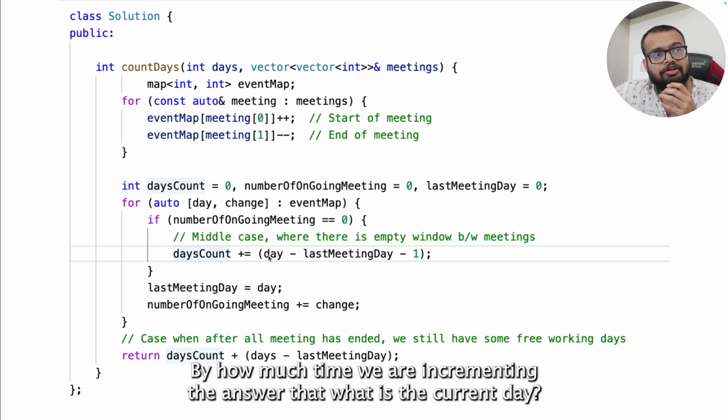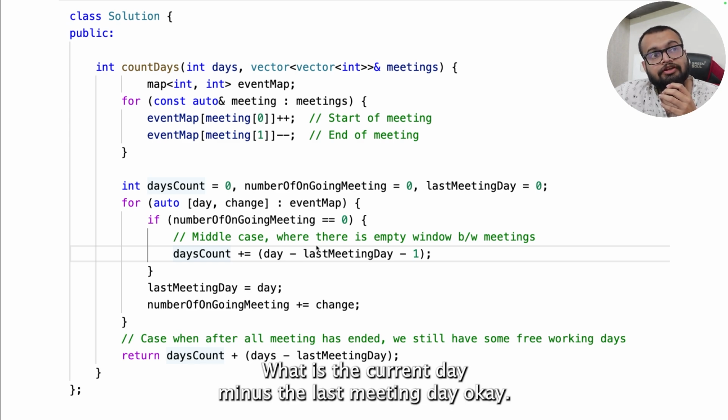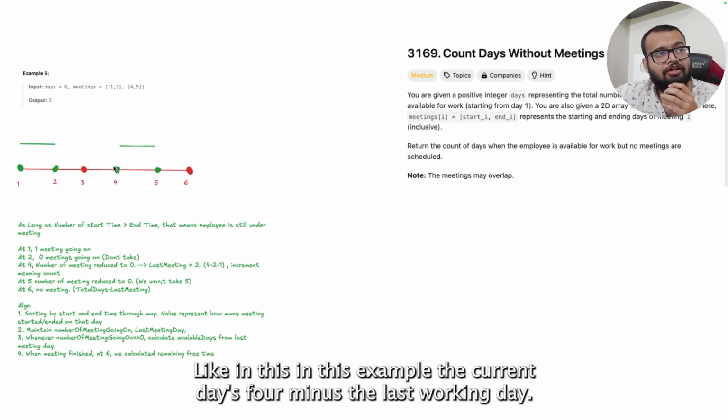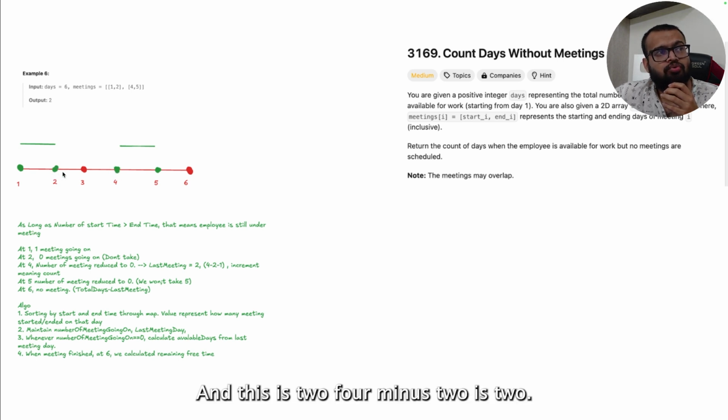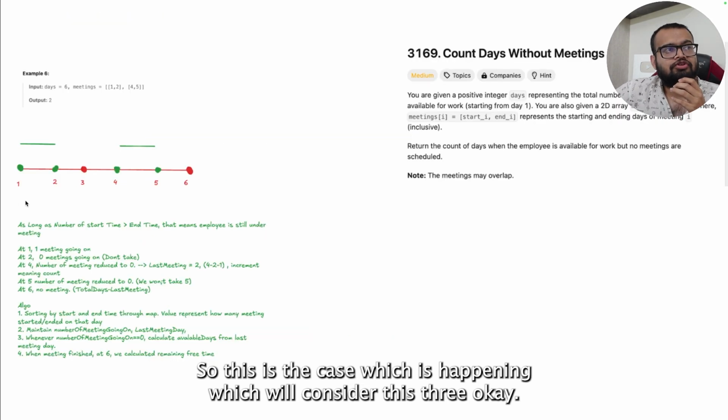By how much are we incrementing the answer? It is the current day minus the last meeting day. Like in this example, the current day is 4 minus the last working day, which is 2. 4 minus 2 is 2, and further I am doing minus 1. So this is the case which is happening, which we'll consider as 3.